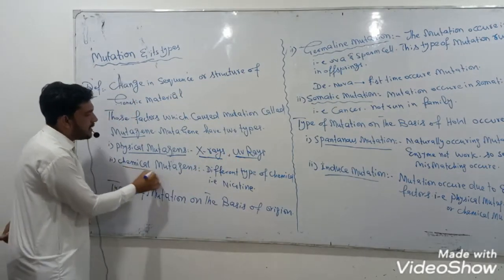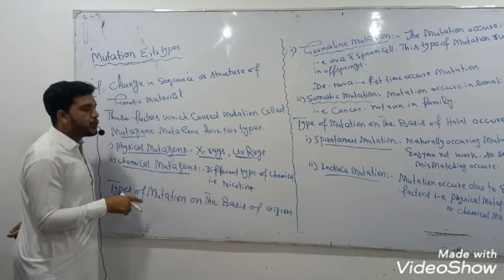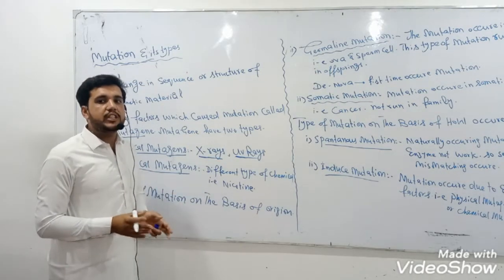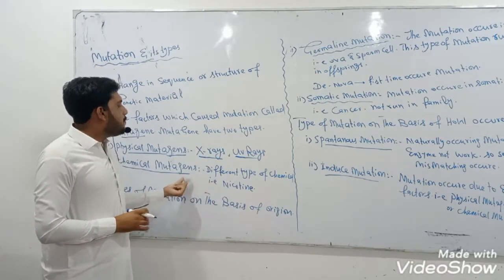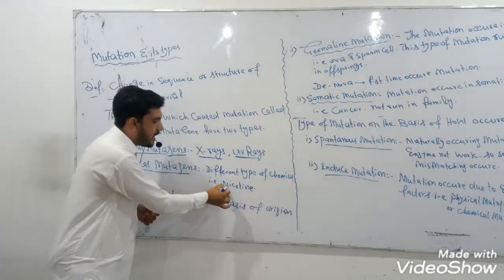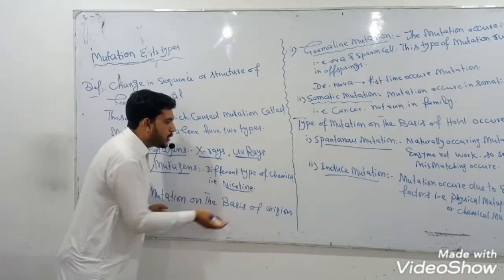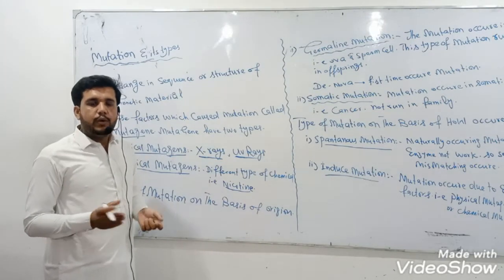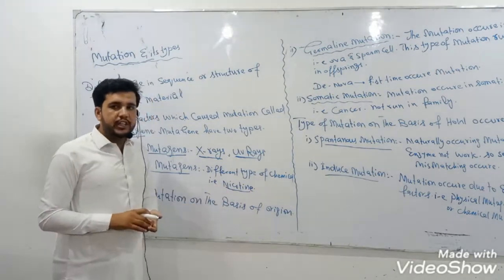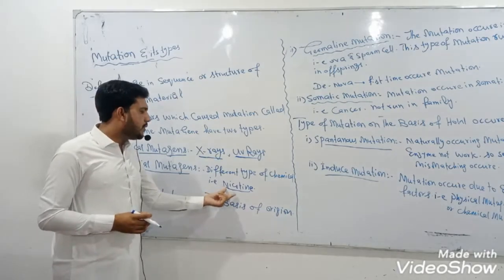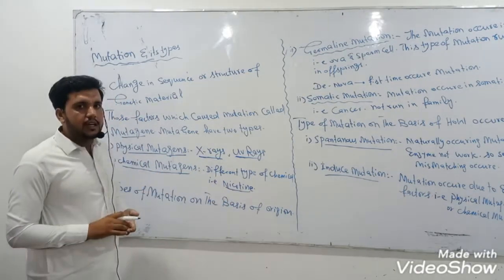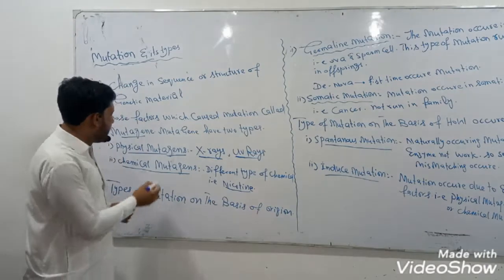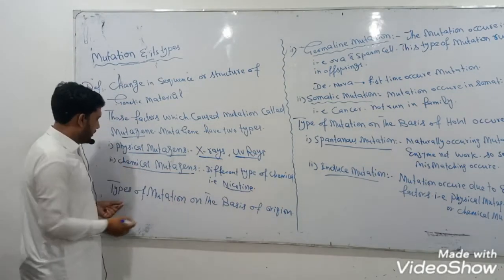The second one is the chemical mutagen. Those chemicals which cause mutation are known as chemical mutagens. For example, if we consider nicotine, the nicotine attacks the body's lung cells where it causes different types of mutation. There are many other types of chemicals which cause mutation, and they are chemical mutagens.